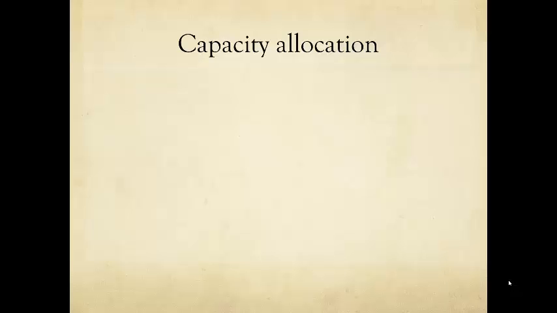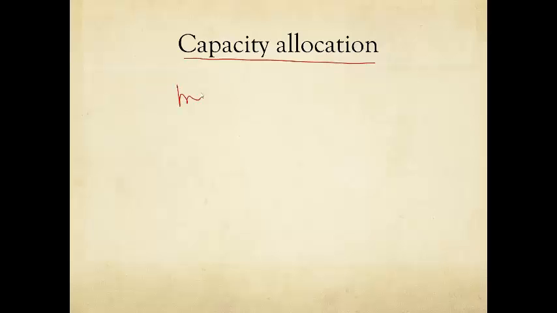Since we talk about both technological networks and socioeconomic networks in this course, the two examples that we pick are also from these two different kinds of networks. The first one is our old friend, capacity allocation in a wireline network.